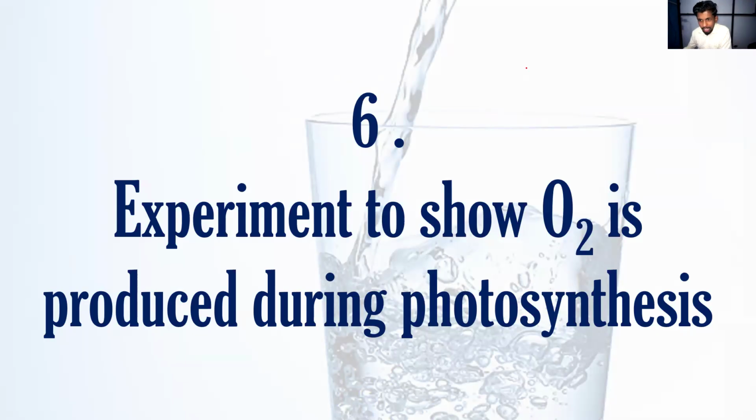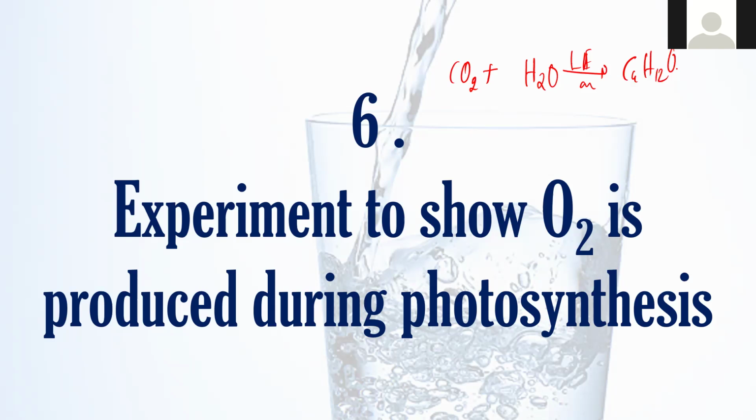So can anyone tell me the chemical equation for photosynthesis? Anyone? Quick. The equation. Carbon dioxide, very good, plus water, very good, with light energy and chlorophyll, goes to glucose plus oxygen. Very good. So this was the equation for photosynthesis, right?